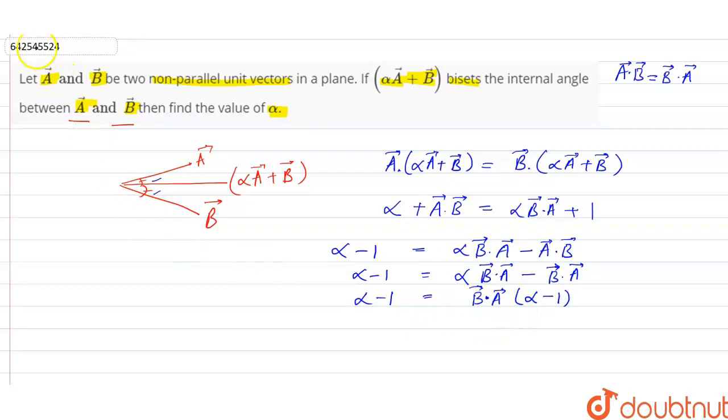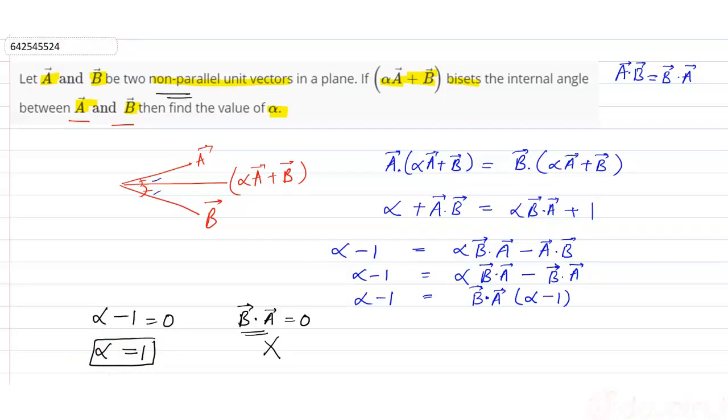So from this we can say that either alpha minus 1 is equal to 0, or B vector dot A vector is equal to 0. This second condition cannot be true, as these two vectors are non-parallel, which would mean that either B vector should be 0 or A vector should be 0. That is not possible. So alpha minus 1 is equal to 0 is the right possibility. So from this we can say that the value of alpha will be 1.